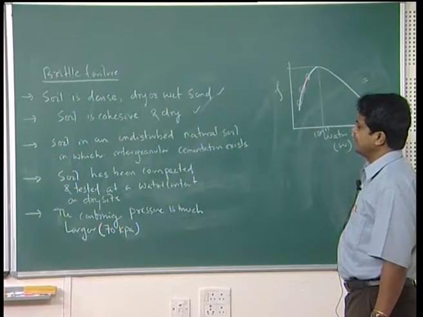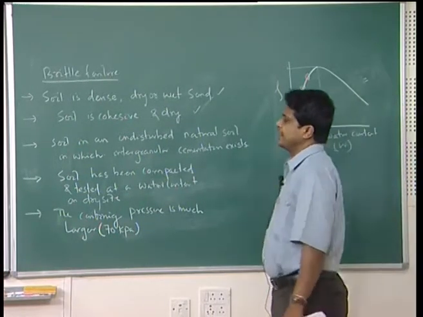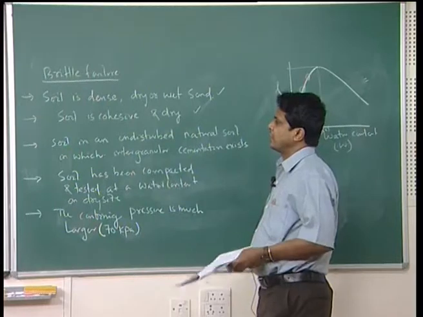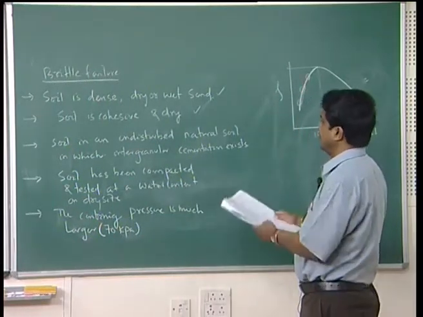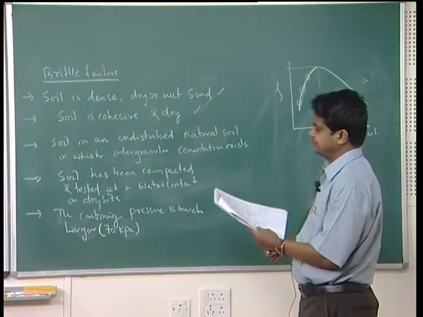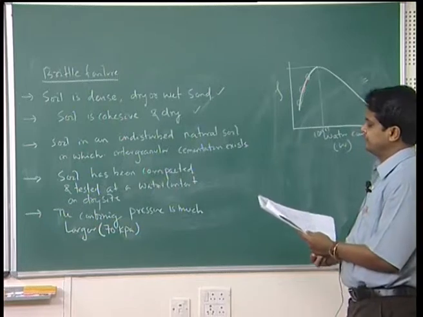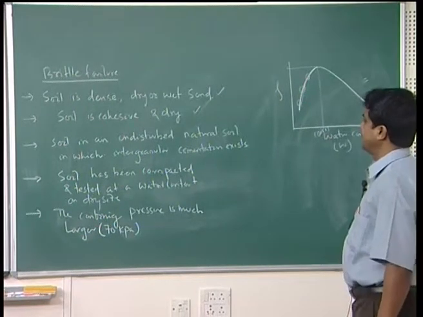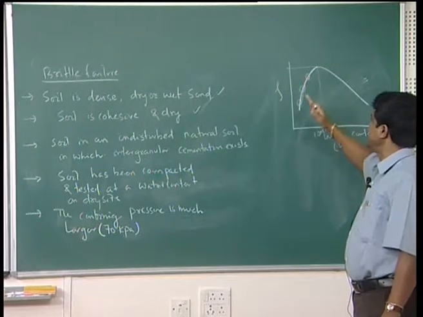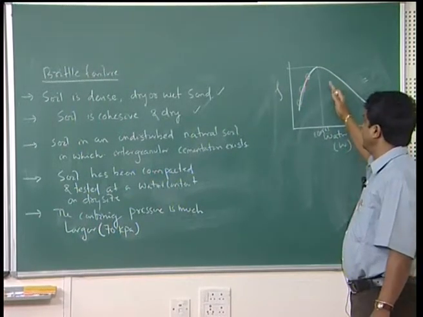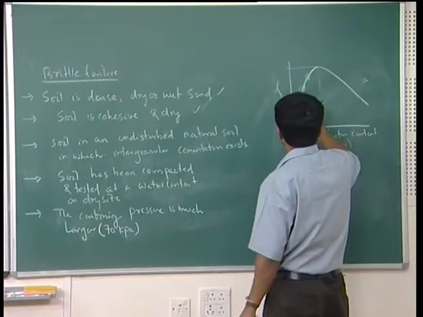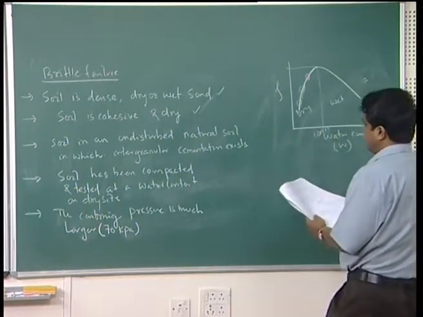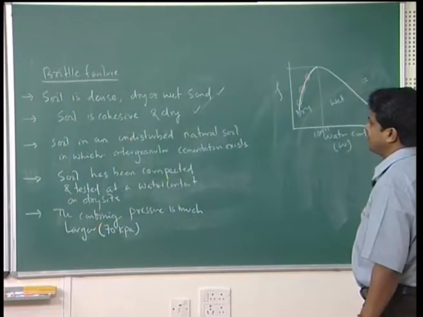Then the last part: if the confining pressure is much larger, say 70 kPa, in that case also you will observe brittle failure of the soil. Then where does progressive failure occur? Any idea? The moment I say soil compacted and tested at a water content on the dry side gives brittle failure, definitely soil compacted and tested at a water content on the wet side is going to give progressive failure.